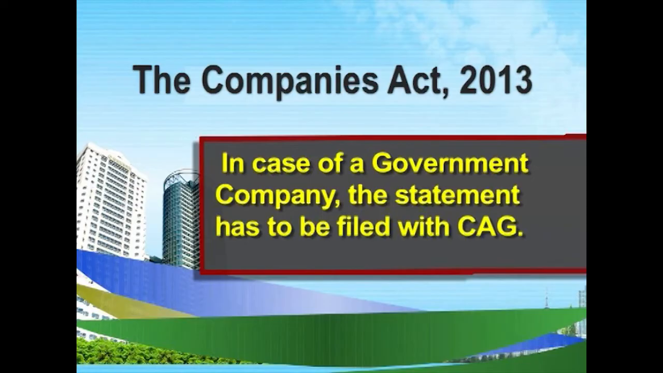The auditor who has resigned has to file within 30 days from the date of resignation a statement in the prescribed form with the company and the ROC. In case of a government company, the statement has to be filed with the CAG.